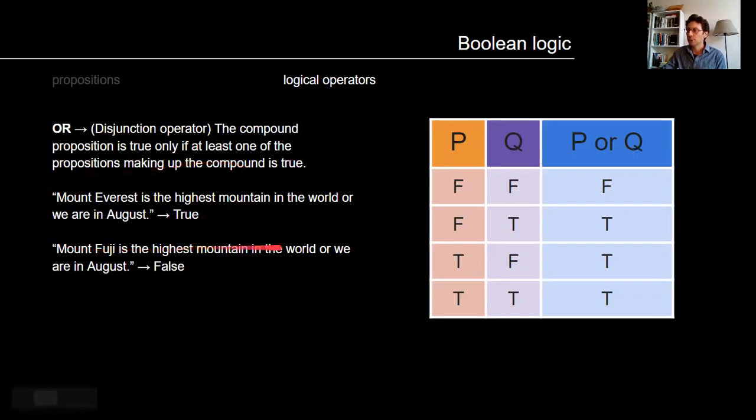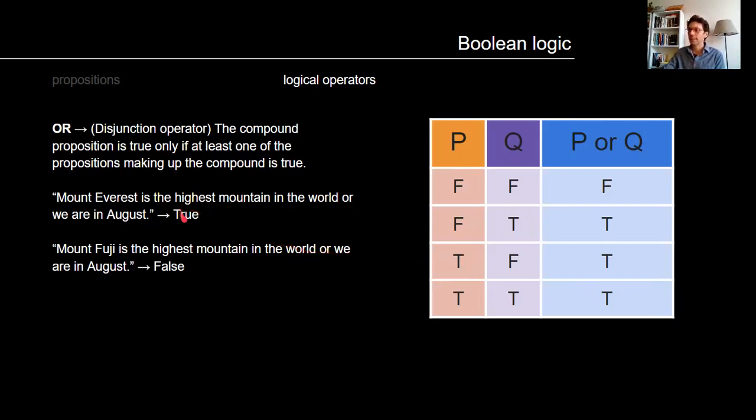This compound proposition is true because the first part, P, Mount Everest is the highest mountain in the world, is true. We are in August is false. We are not in August, but we have a true P. I look at my truth table for OR. This time I'm looking at the truth table for OR. This is a different truth table compared with the previous truth table. You can go back in the video and see that the truth tables are different.